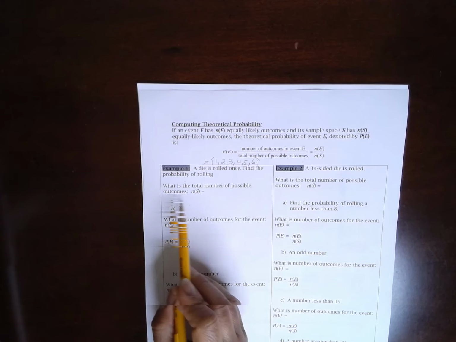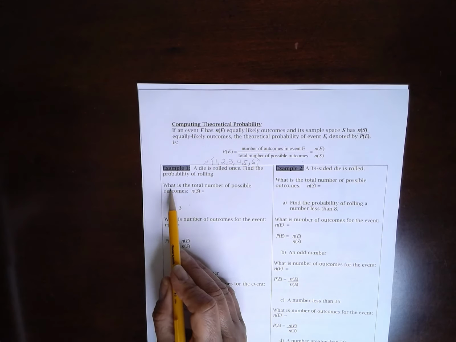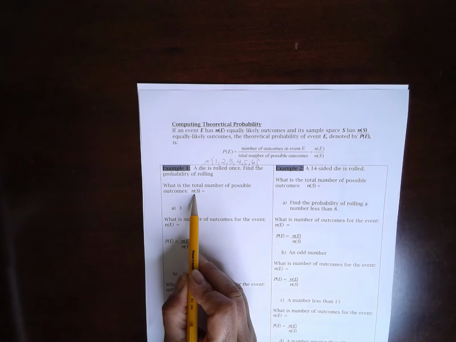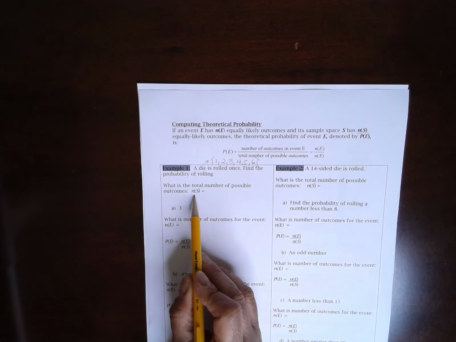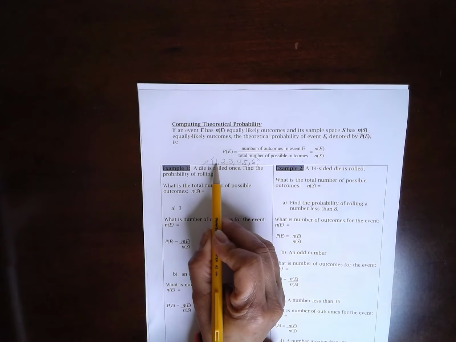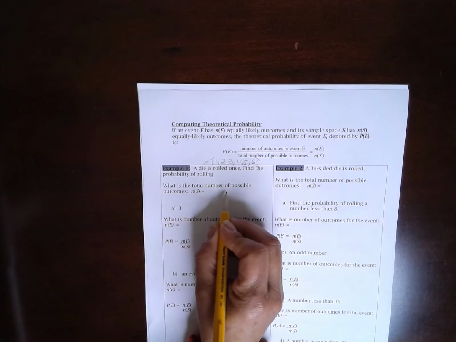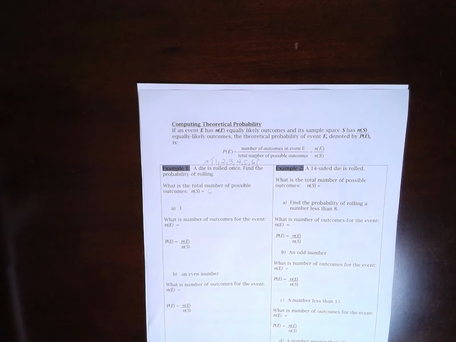Find the probability of rolling. In this case, what is the total number of possible outcomes? First they're asking you for the total number of possible outcomes. So you can get a 1, a 2, a 3, a 4, a 5, or a 6. So the total number of possible outcomes is 6.